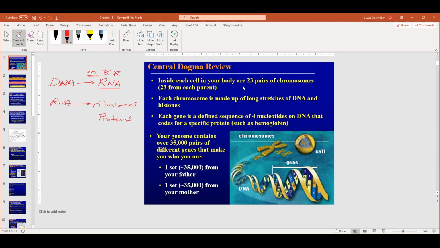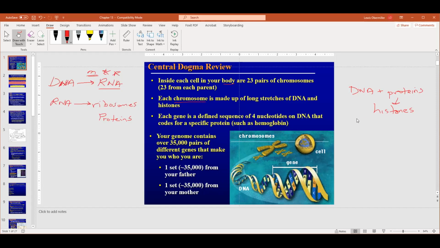Okay, so you know that inside your body, and we're talking about humans here, we have 23 pairs of chromosomes, and you got 23 from your mom and 23 from your dad. And we talked about that the chromosomes are made up of DNA, and those are wrapped around proteins that we call histones. So the proteins are called histones.